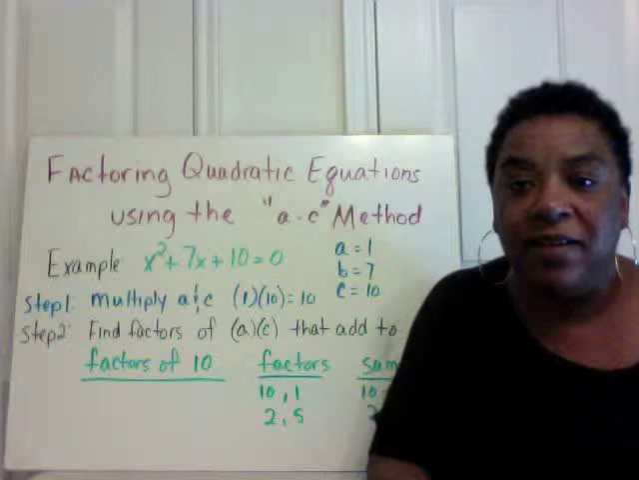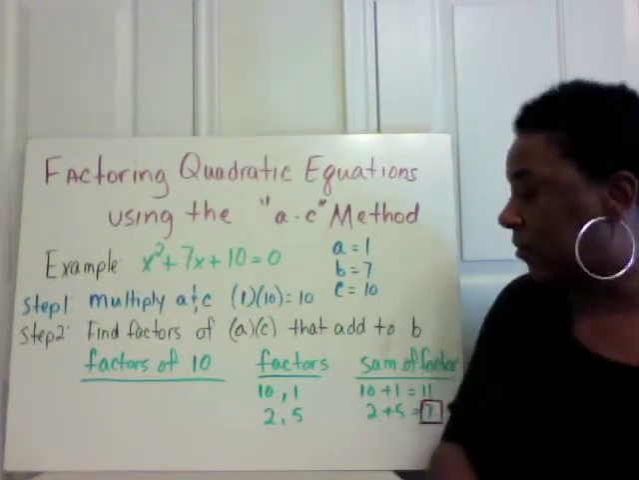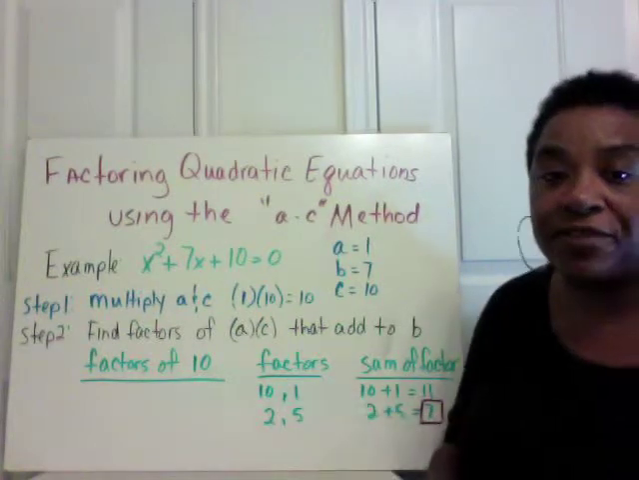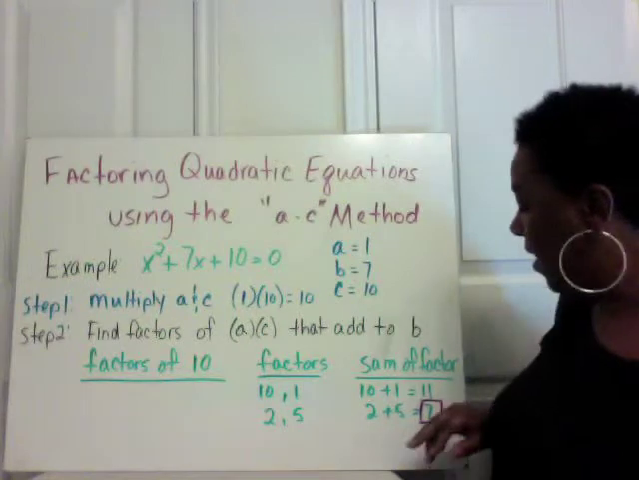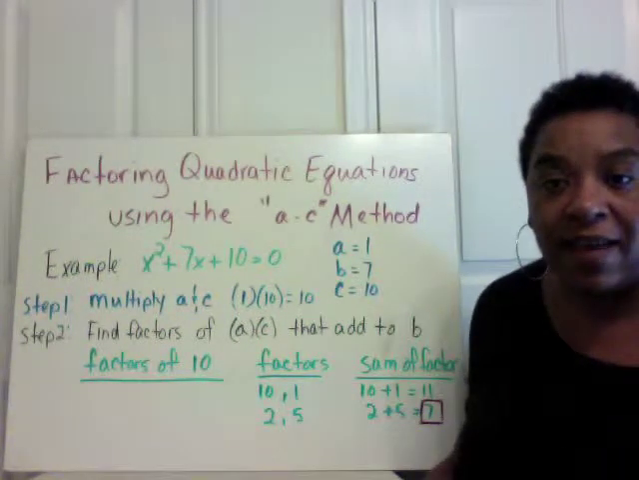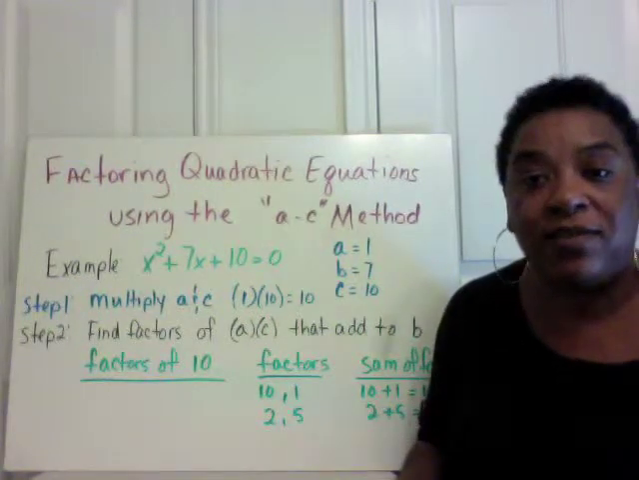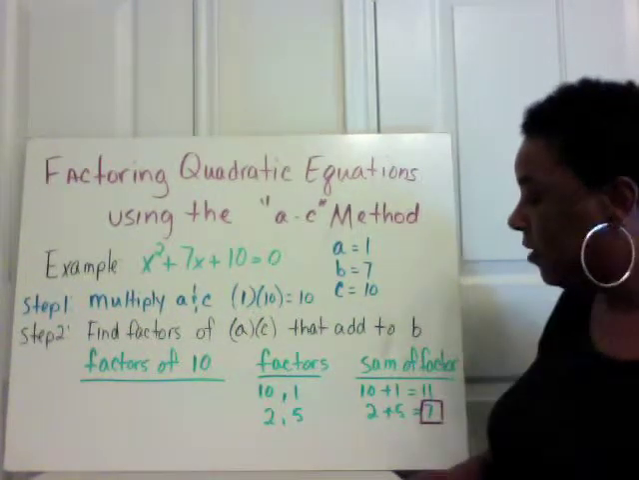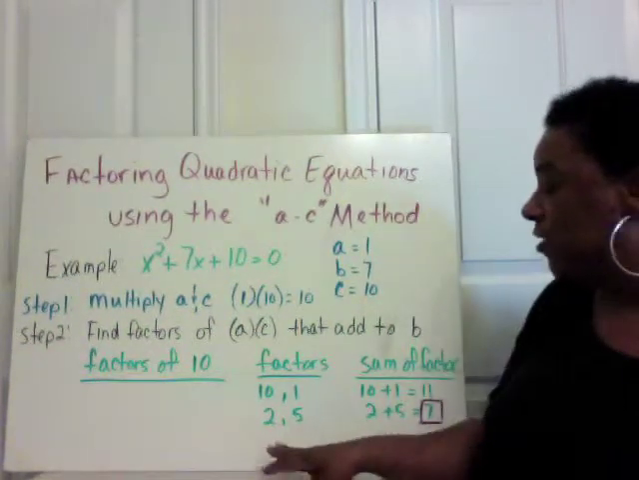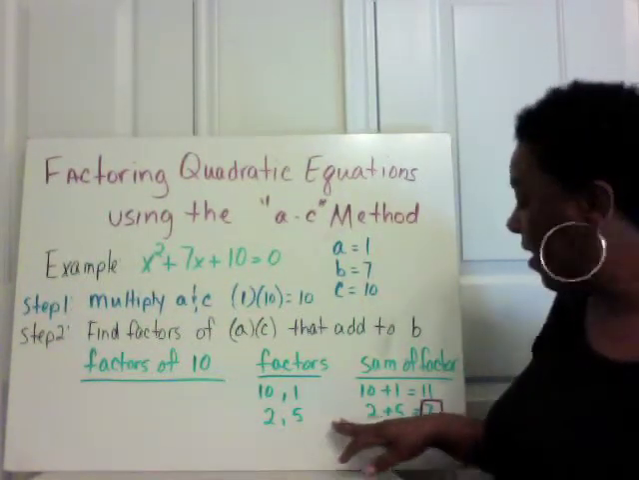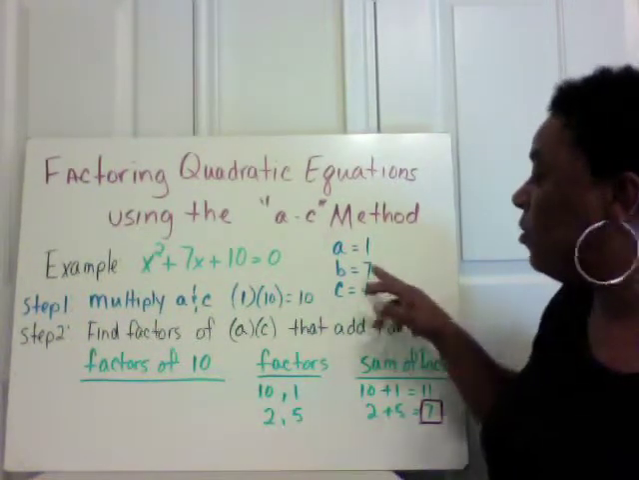Next, we want to find factors of 10 that add up to 7. So I've written some factors here of 10. 10 times 1 equals 10, and 10 plus 1 equals 11. But 11 is not equal to 7, so we can't use those two factors. The next factors I've written are 2 and 5. 2 times 5 is 10, and 2 plus 5 equals 7, which is equal to our B value.